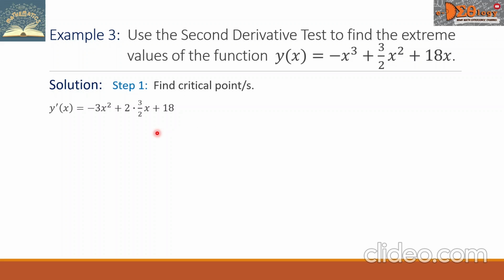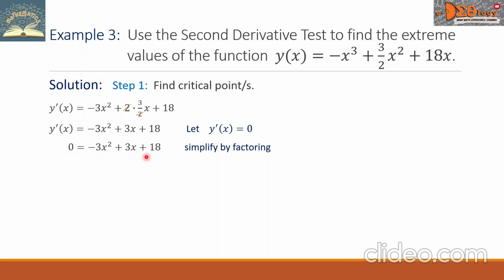Let us simplify further. We can cancel these two with the denominator. So finally, y prime of x equals negative 3x squared plus 3x plus 18. Then we let y prime of x equals 0, meaning the left side becomes 0 and we simplify. We can do factoring here by removing a common factor. The trinomial has a common factor and that is negative 3. And it becomes negative 3 times the quantity x squared minus x minus 6.